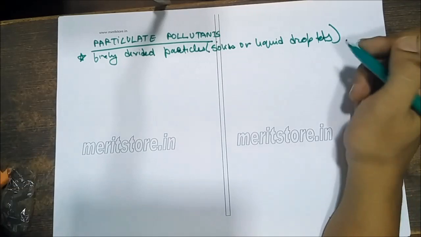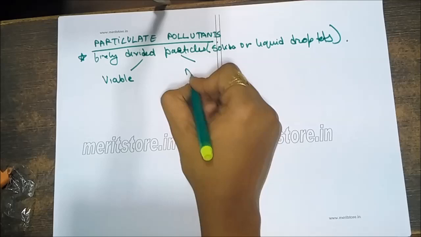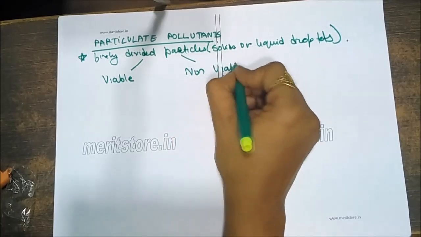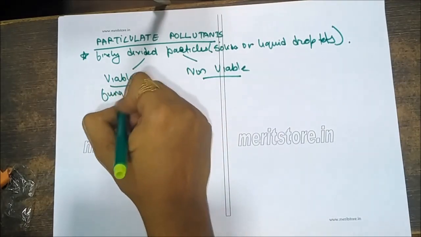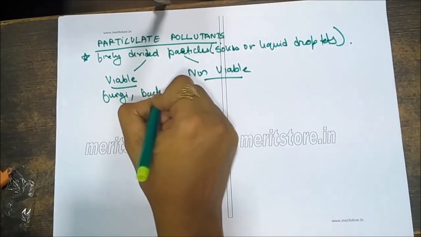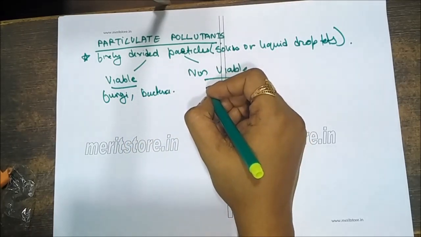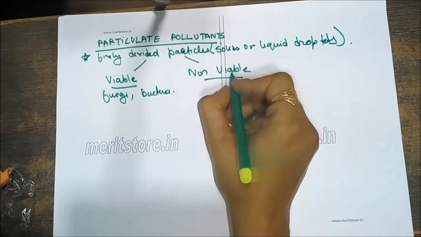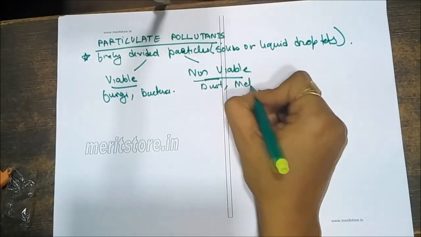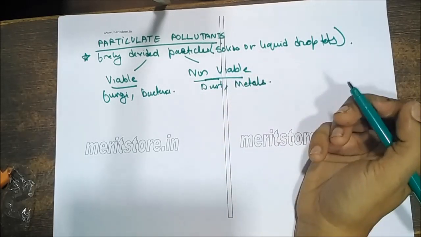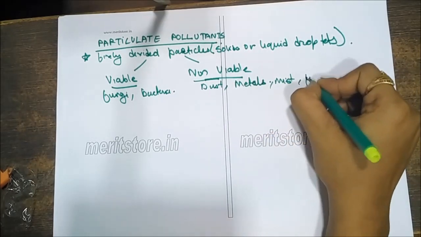Now they may be either viable, that means it can be living, or non-viable. Now what are viable? Viable would be fungi, bacteria, algae. And what would be non-viable? Non-viable would be different kinds of particles in the atmosphere. It may be particles of dust, it may be particles of metals, etc. It could be mist, it could be fumes.